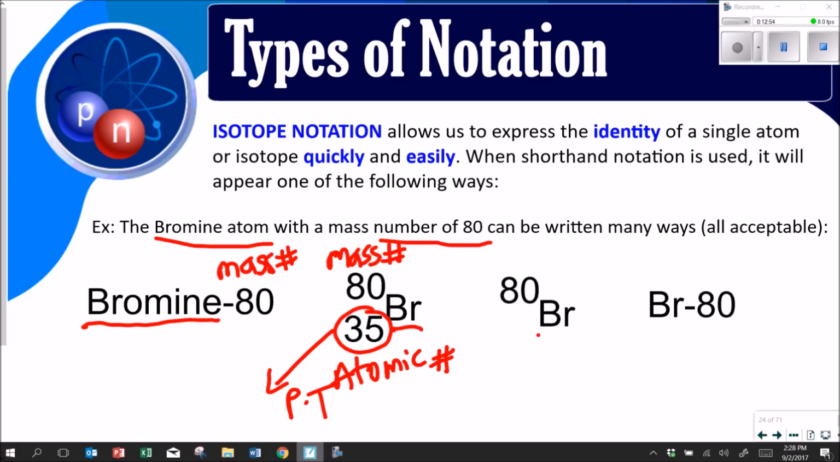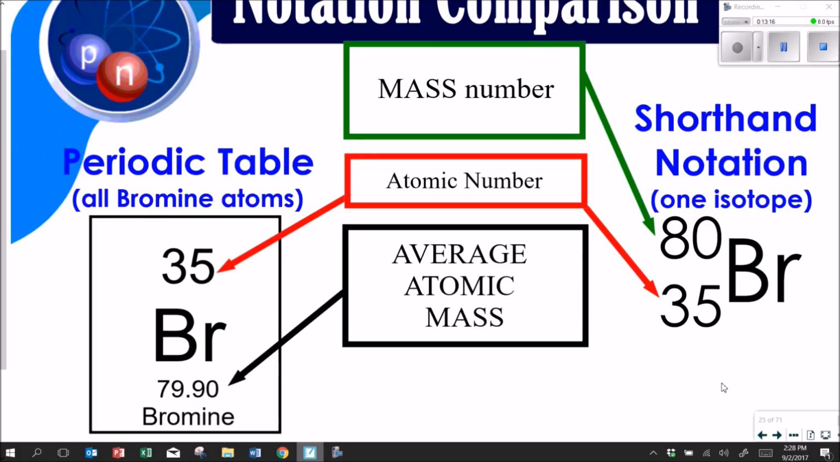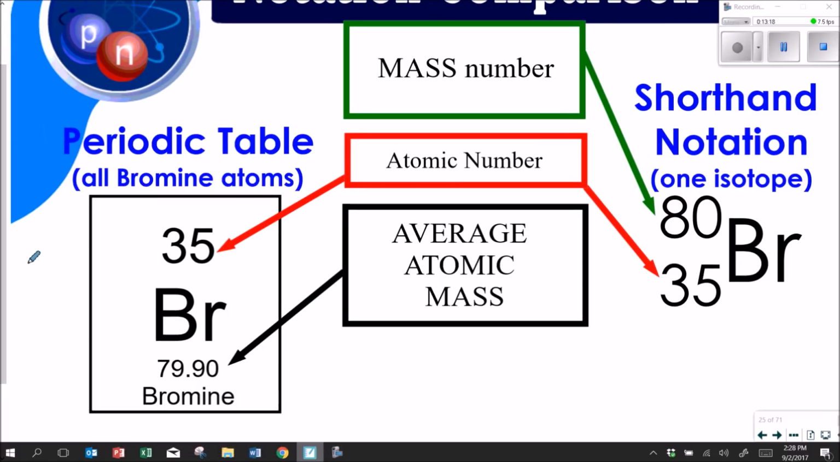A third way is to write the element symbol and only write the mass number on top and not the atomic number, because we can always find that information on the periodic table. And finally, the element symbol followed by the mass number. Here we are comparing what you see on your periodic table for a particular element and the shorthand notation for one isotope. So on your periodic table, the atomic number is on top of the element symbol. On the shorthand notation, it's at the bottom.